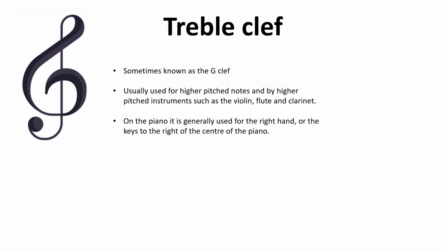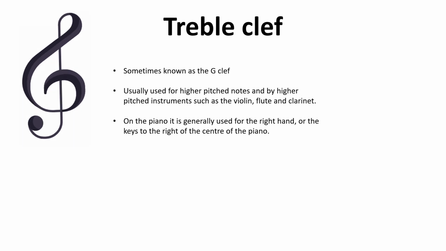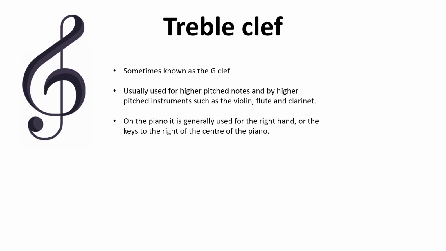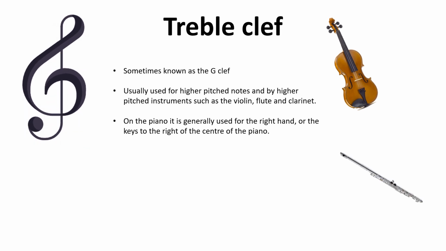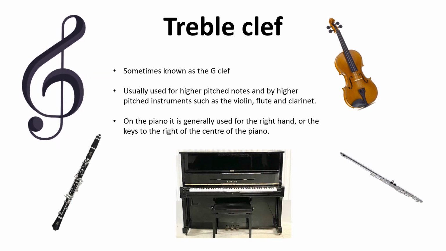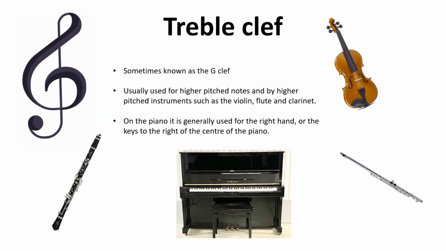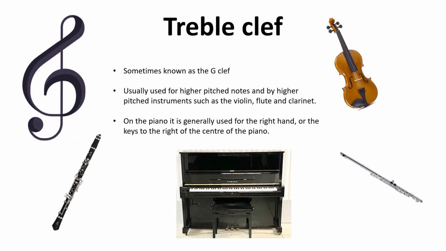Now, I just mentioned the treble clef, so this is the treble clef on the left hand side there, sometimes known as the G clef because the loop kind of centers around the G line of the stave. And this particular clef is usually used for higher pitched notes and by a higher pitched instrument such as the violin, the flute and the clarinet. And on the piano, it's generally used for the right hand or for the keys to the right of the center of the piano.